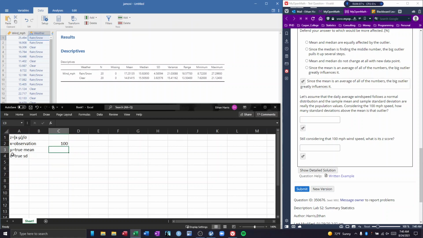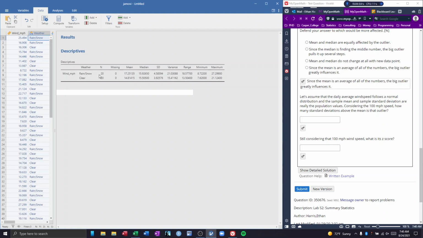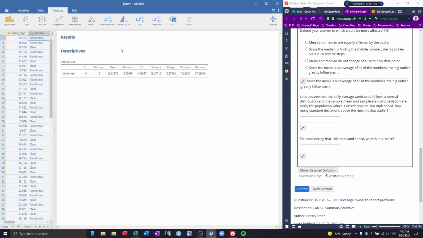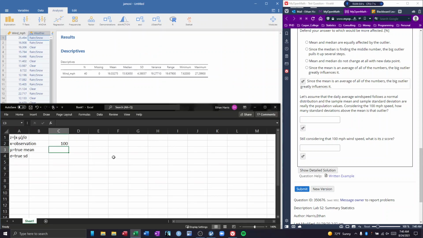For the true mean, we're looking at just the wind speed, so let's combine these things back together again. Let's go back to our analyses and pull out weather again. Our mean here is 16.03275, and our true standard deviation is 4.39057.